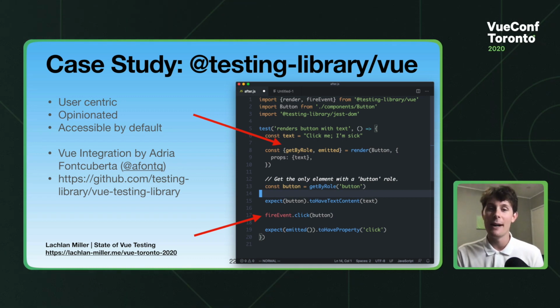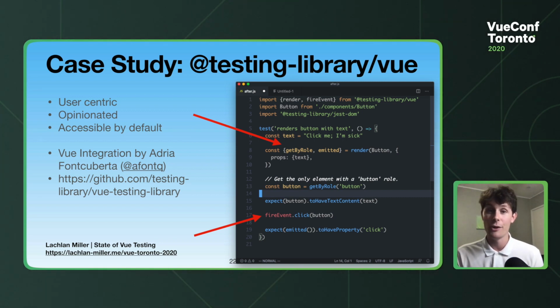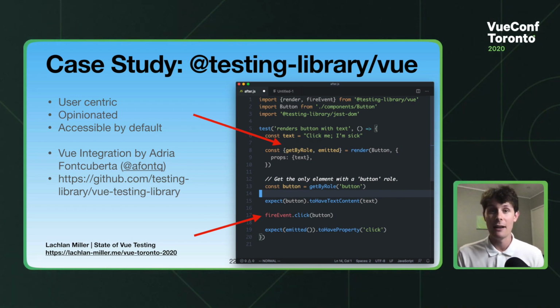Finally, it's accessible by default. You can see here, it really encourages you to use things like a getByRole selector. And accessibility is really important. If you take a look at the new Vue 3 documentation, there's an entire section on accessibility. So I think that any library that encourages you to be accessible is a good one in my books. So this is one of the things I really like about Testing Library.